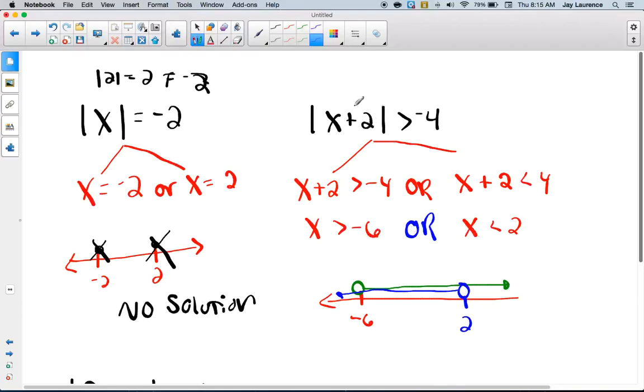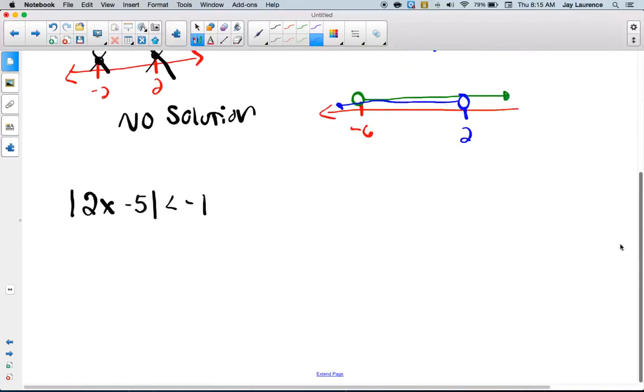If you want to test them, you can plug numbers in here. Pick a number less than -6, between -6 and 2, and greater than 2, and you will still get a true statement. Now, even if you pick these open points, if I put in -6, -6 plus 2 is -4, absolute value of -4 is 4. 4 is greater than -4. There you go. There's the whole thing. All right, go ahead and try this one.